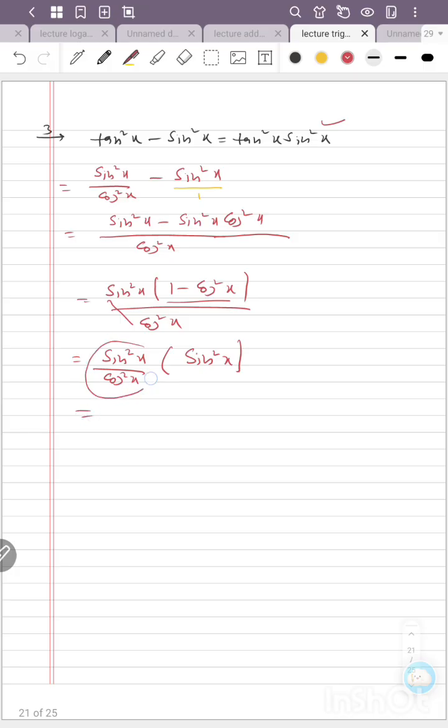Sine square over cos square, what's the answer? Tell me. Sine square over cos square gives tan square x. And sine square is sine square, so we get our right hand side. Very easy, very simple, you just have to memorize the formula. Some formulas are given in your formula sheet, and you need to understand these questions.